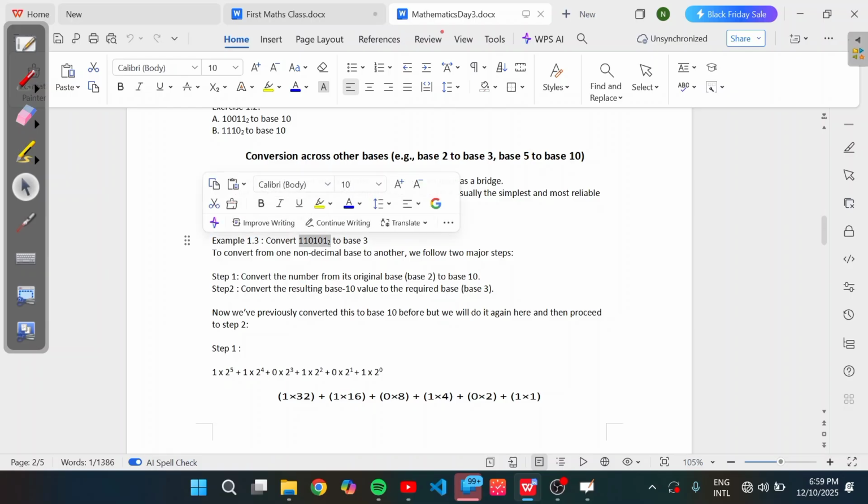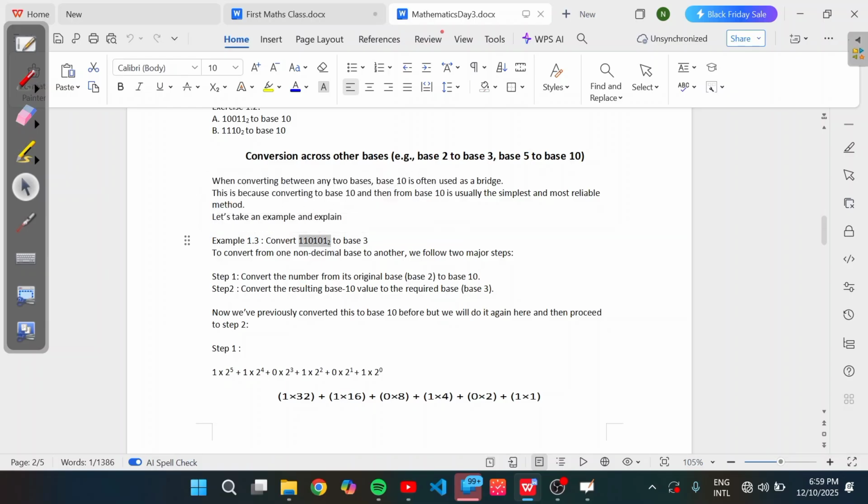So the number is in base 2, and that's the original base. Then we convert it to base 10. Assuming the number was in base 3, for example, and we were asked to convert it to base 4, our original base would have been base 3, converted to base 10. Then in step 2, we convert the resulting base 10 value back to the target base. If it was base 4, we convert it to base 4. So without further ado, let's get into it so we can understand.